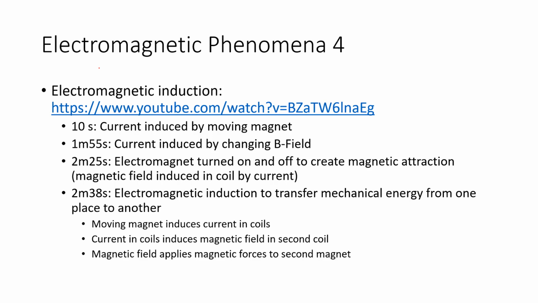You're going to see electromagnetic induction, which is kind of a combination of all that, used to transfer mechanical energy from one moving object to another. It's going to involve a moving magnet that induces a current in the coils. The current in the coils is then going to induce a magnetic field in the second coil. Because there's current running through it, it's going to become magnetic when there's current. And then that magnetic field is going to apply force to the second magnet. So take a look at that video.